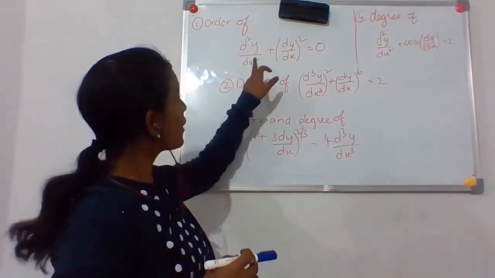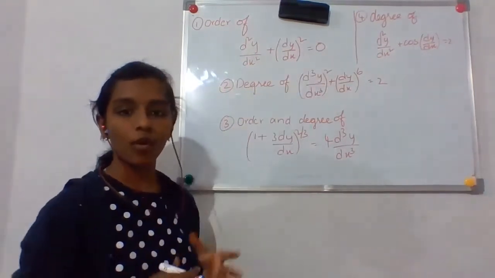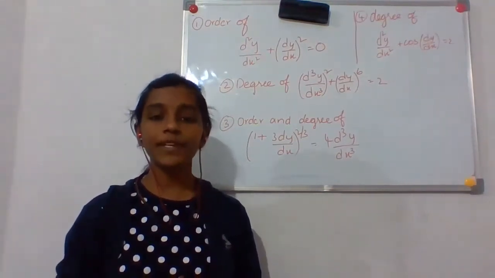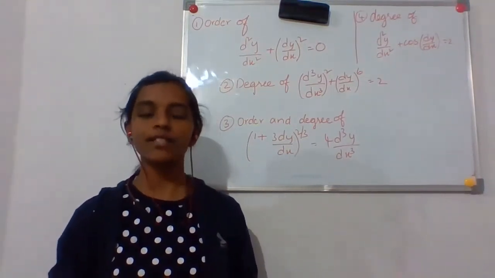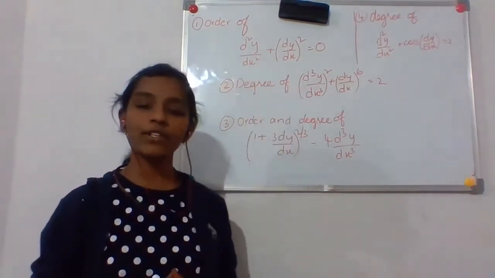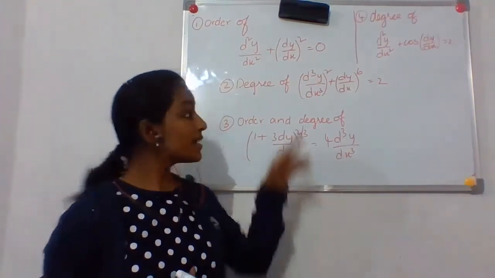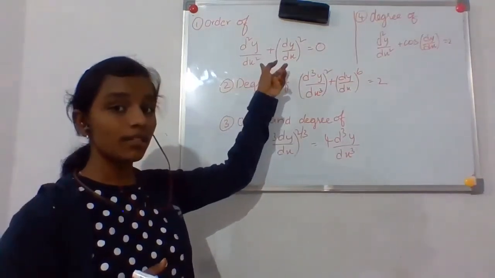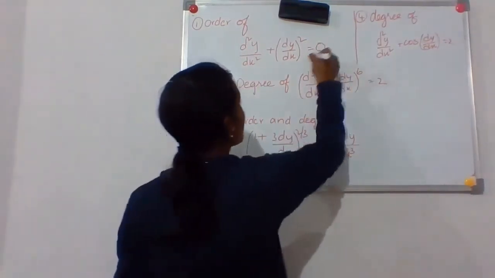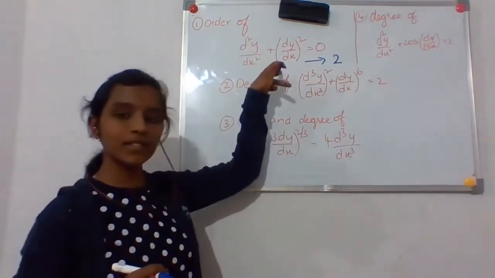Order of d square y by dx square plus dy by dx whole square equal to 0. So we need to find the order. What is the order of a differential equation? How many times we are going to differentiate, that is known as the order of the differential equation. And we have two orders over here. So what are we going to take? We have already discussed this in your previous class, right? We need to take the highest order. So the order of this differential equation will be 2, right? 2 is the order of this differential equation.